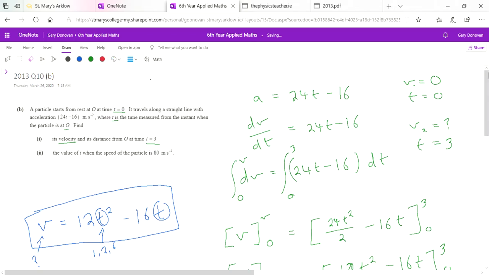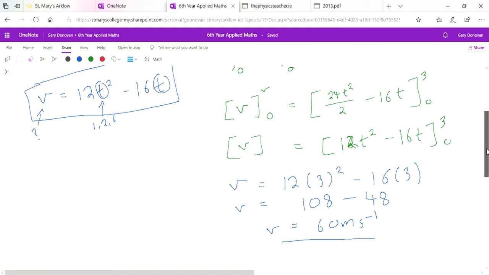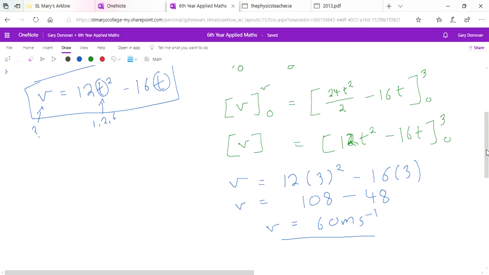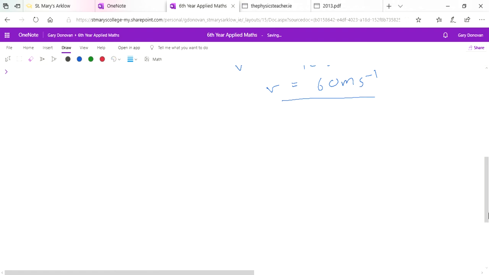Now it's not fully part 1, and lots of people miss this in exams. It's asked for the velocity and the distance, and lots of people do all that working out and think they have part 1 done, but actually we have to find the distance as well. So we need the distance at this time. Now here's what I mean about using this equation. Rather than going back and doing a v dv/ds relationship equals our initial equation, 24t minus 16, and you could do it that way, we're going to use the velocity equation we found instead: v equals 12t squared minus 16t.